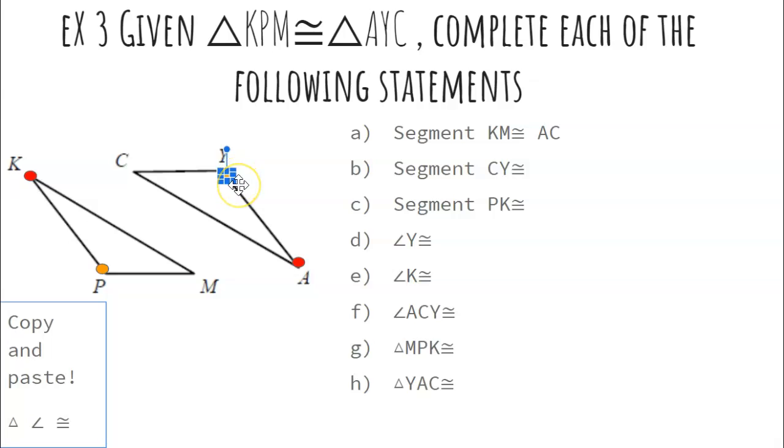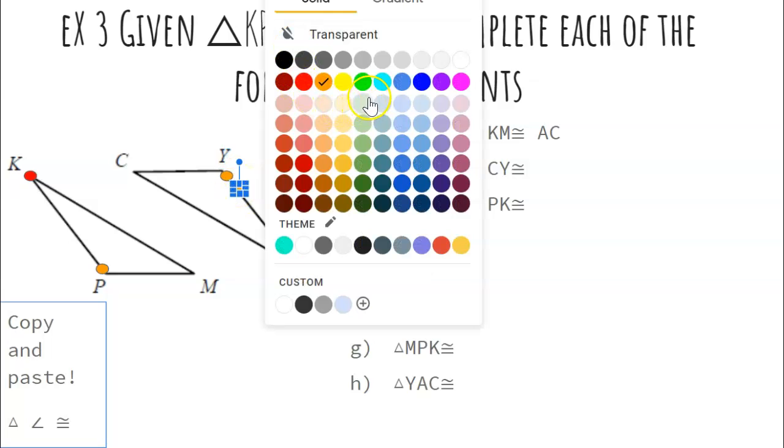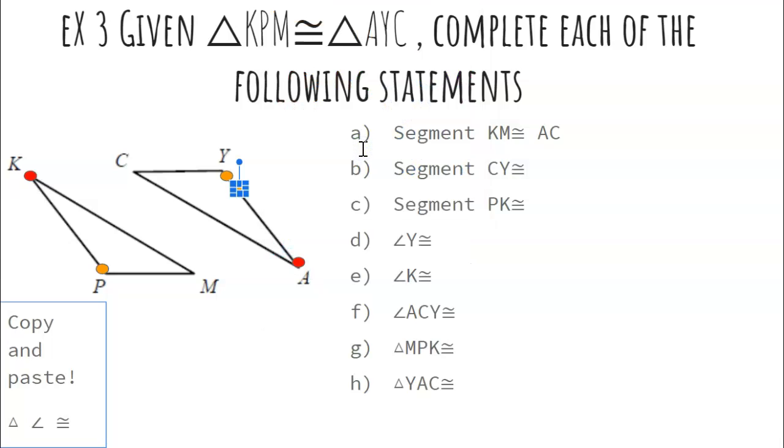All right, so that's going to be Y, and then I'm going to copy and paste that again and make it a different color, maybe go for green this time. And that's going to be associated with C. C is the last letter of the second triangle. I'm going to color M, because the last letter of the first triangle is M.